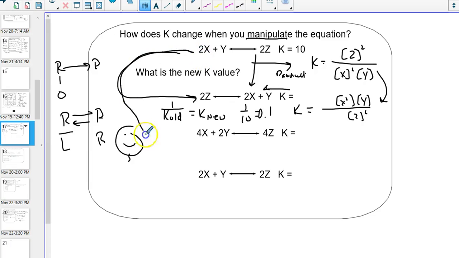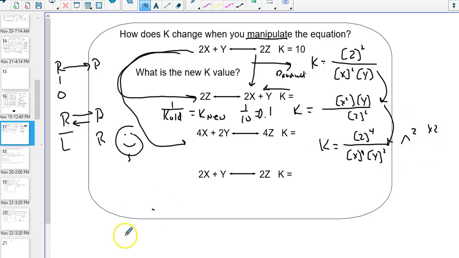Okay, what if I multiply all my coefficients? Nothing wrong with that. Perfectly legitimate. So now I have this. K equals the concentration of Z to the 4th over the concentration of X to the 4th, concentration of Y to the 2nd. Everything just got raised to a power of 2 because I multiplied it by 2. That's important. So whatever you multiply or divide by, we're going to simply increase the power to that level, or add that to the power. So now, K old to the power of 2 equals the K new. It's only power of 2 because I used 2 to multiply all the coefficients. So it's 10 to the power of 2 equals 100.